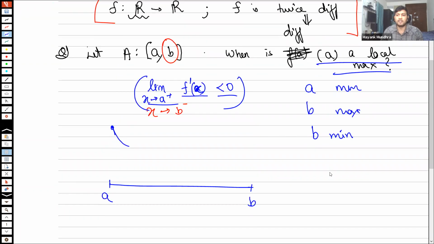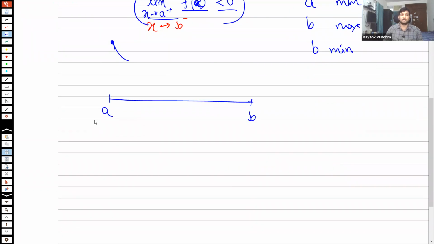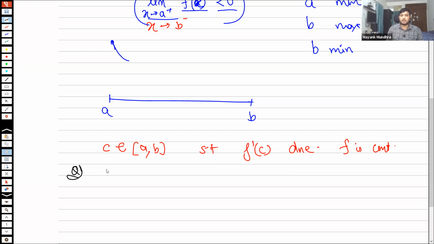So suppose you have f prime not existing at a particular point. The function is continuous at some point C. There is some point C which belongs to A to B such that f prime at C does not exist, but the function f is continuous. Then the question is, what is the condition for f to have a local minima at C?